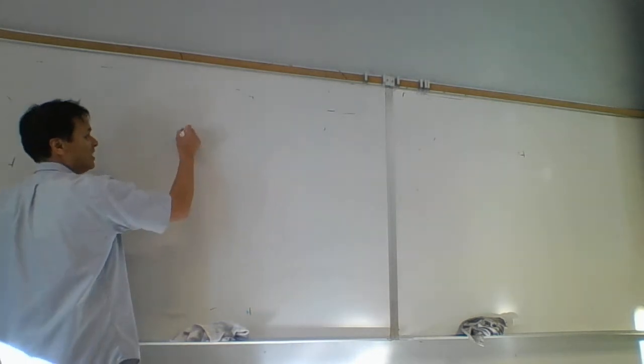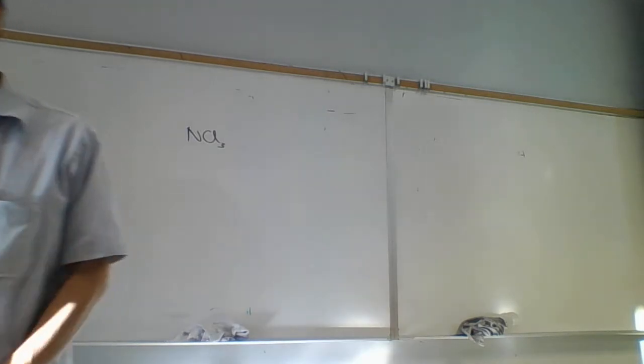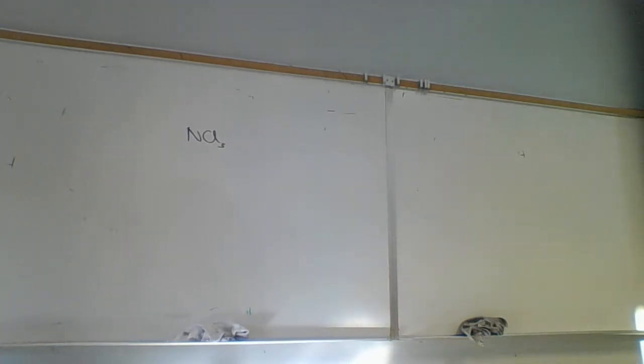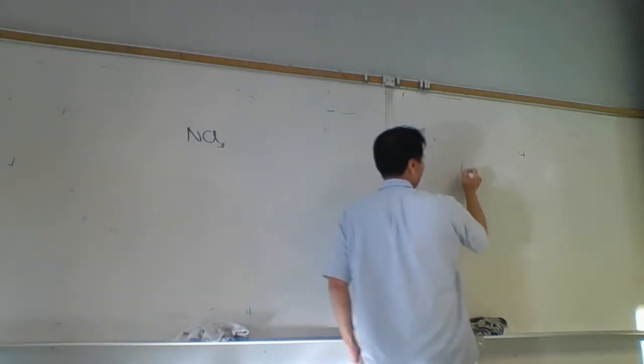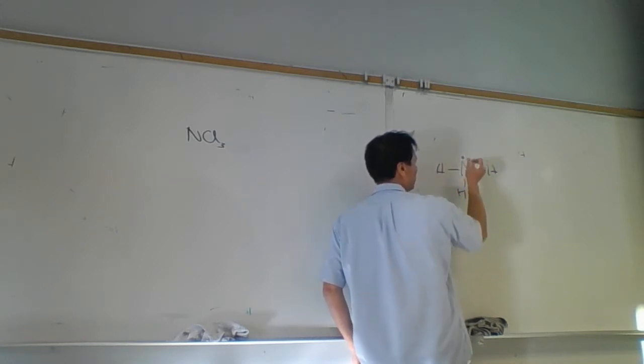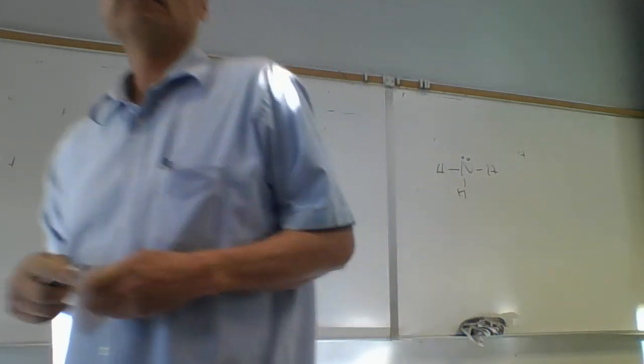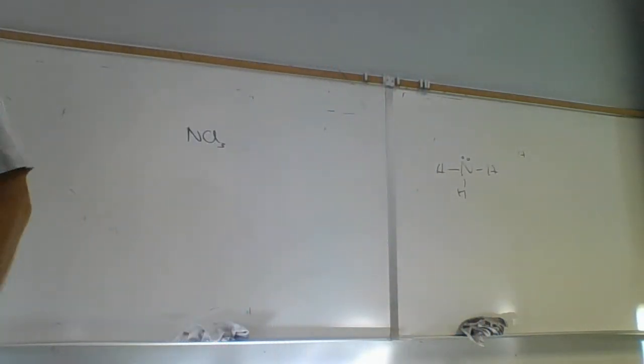What about NCl3? Now this is where we can use Lewis structures to help us understand it, because this kind of looks like NH3. NH3, we've seen that before. We know one or some of the properties of NH3. Can you remind me of what properties for NH3? I know it was a while ago, but what are some of the properties of NH3?